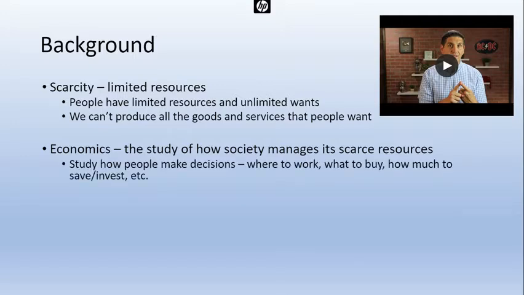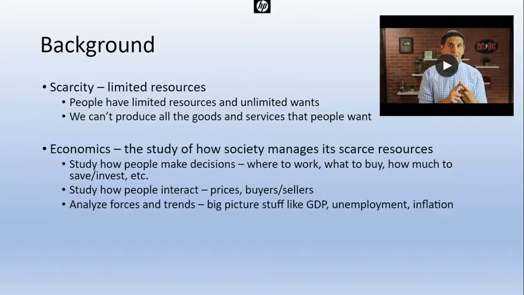So how do we make decisions? Where do we work? What do we buy? How much do we save? How much do we invest? The idea that anytime you get a dollar, you can either spend it or you can save it. How does the government get involved? These are all parts of economics.